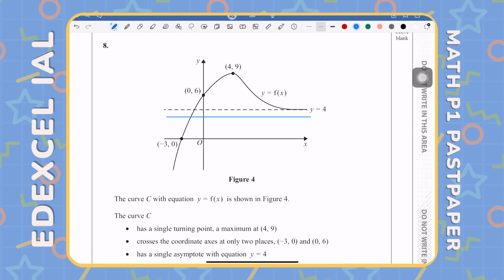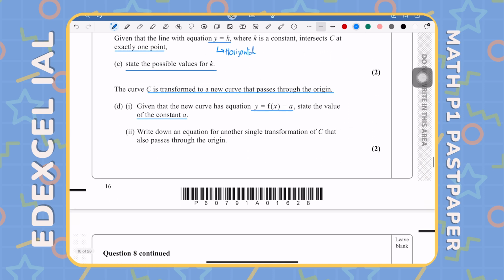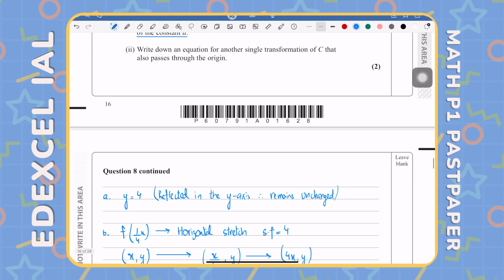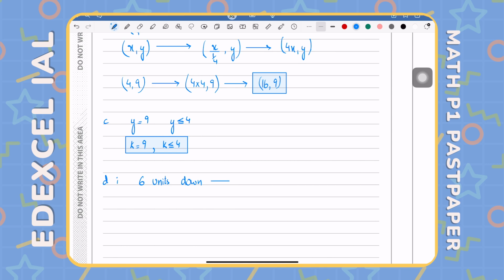One is that, like the question says, I can bring it 6 units down. If I bring it 6 units down, that means it will pass through the origin. Okay, so one way to do it is to bring it 6 units down. And who's going to do that? Basically, a is going to do that. So how do I bring it 6 units down? If I want to bring it 6 units down, it would go from y equals f of x to y equals f of x minus 6. Okay, so that means the value of a is equal to 6, not minus 6. The value of a is equal to 6 because there is a minus already in the equation.